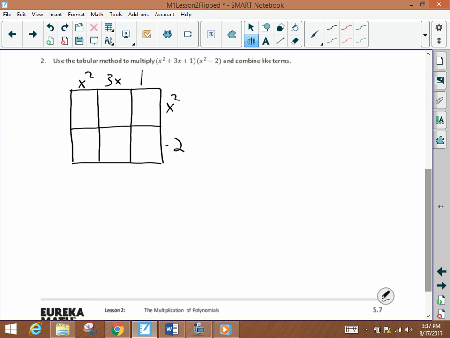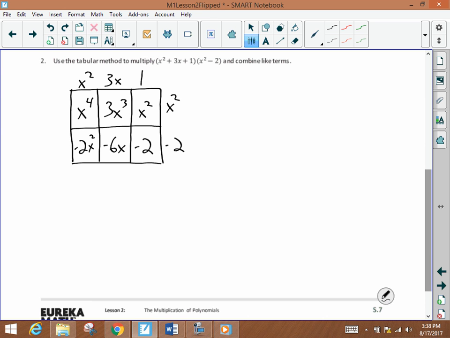Alright, so when we multiply, x squared times x squared is x to the 4th. X squared times negative 2 is negative 2x squared. X squared times 3x is 3x cubed. 3x times negative 2 is negative 6x. And 1 times x squared is x squared. And 1 times negative 2 is negative 2.